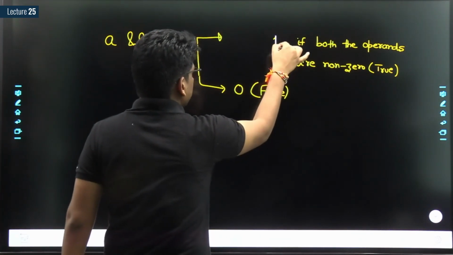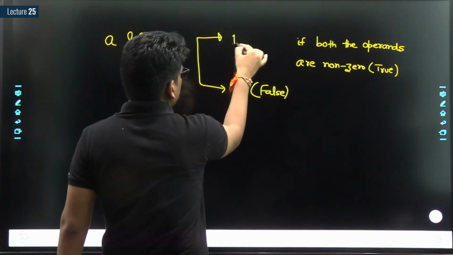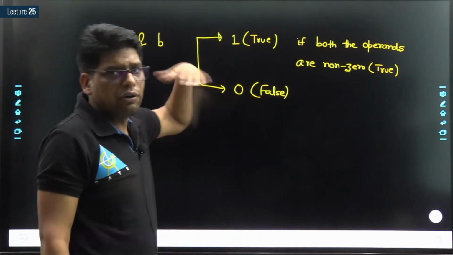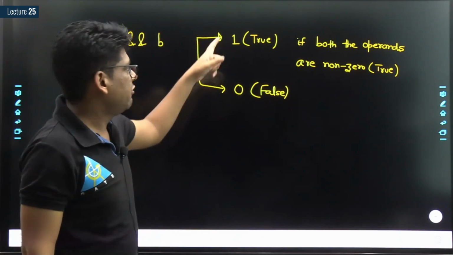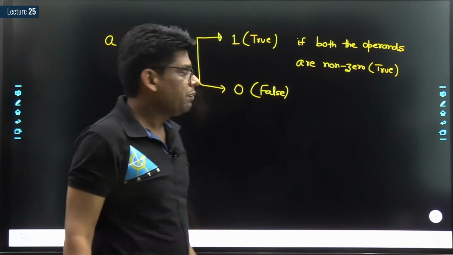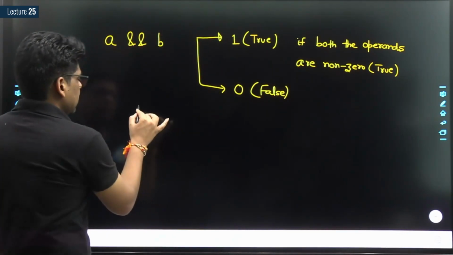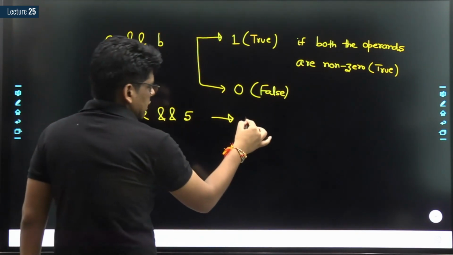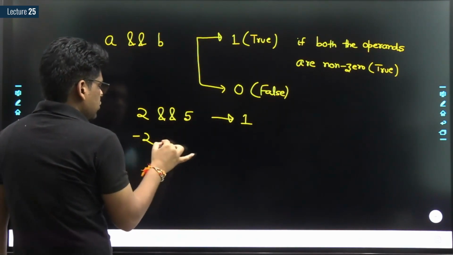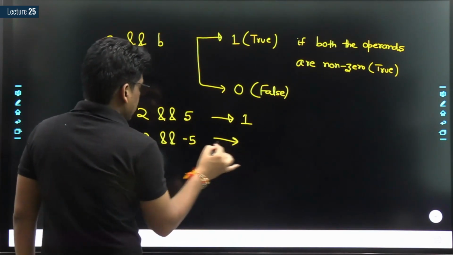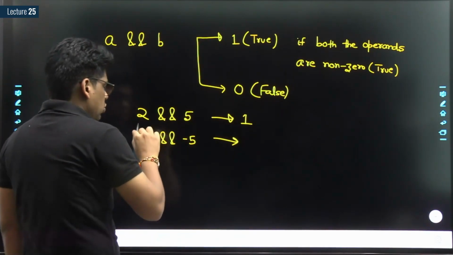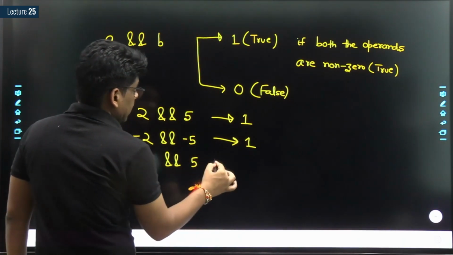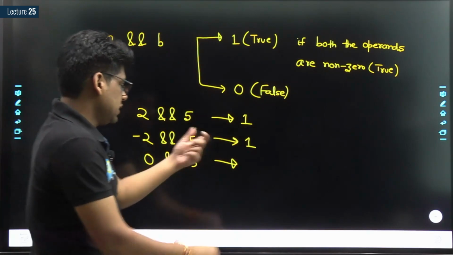You can think of it this way, because the result is always 0 or 1. Result is 1 or true, or 0. It is 1 if both the operands are non-zero, otherwise it is false. That means, sir, what is the output of 2 and 5? Non-zero and non-zero, the result will be 1. Minus 2 and minus 5? Minus 2 is again non-zero, minus 5 is again non-zero, the result is 1. 0 and 5, is it non-zero? No, sir. So the result will be 0.